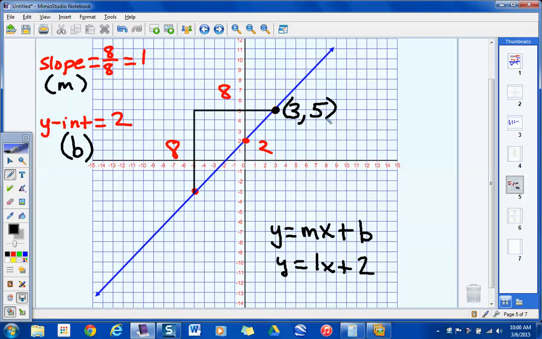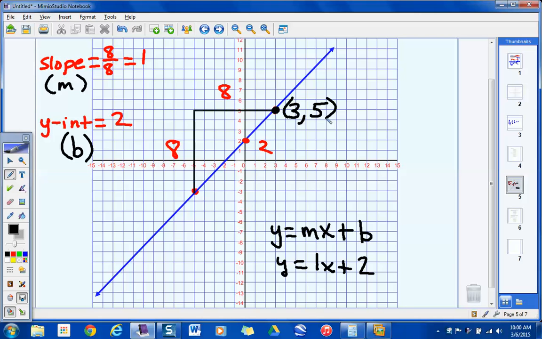Is 3 an x value or a y value when I move right first? X. 5 is a what? Check it out. Guys, take that point right there. What's the y value when you plug this in down here? 5. Does 5, the y value, equal 1 times, what's the x value? 3. What's 1 times 3 plus 2 more? 5. Does that point right here fit into this equation or make it true?